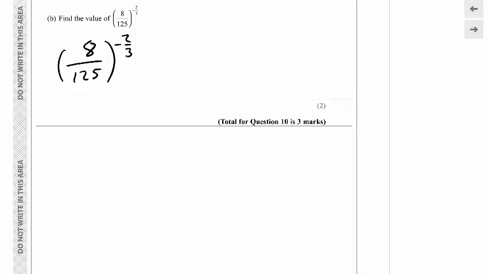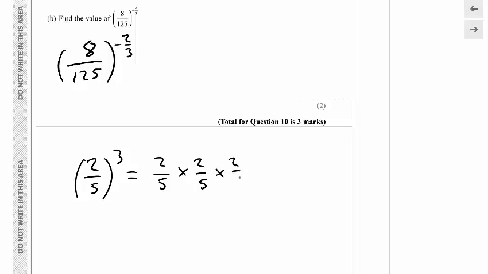So, let's just do a quick thought experiment. Let's suppose we have 2/5 raised to the power of 3. Well, that's just the same as 2/5 times 2/5 times 2/5. Anything raised to the power of 3 is just itself multiplied 3 times.